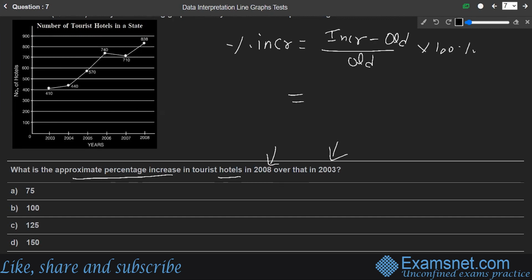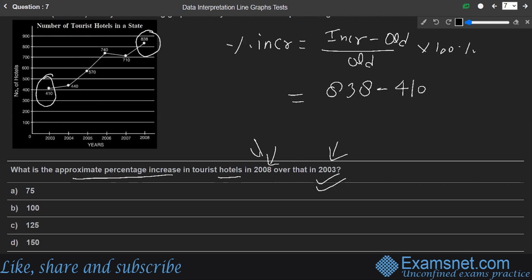Let us see the increased value. It says the increase in tourist hotels in 2008 over that in 2003. So what is the number in 2008? The number is 838. So the increased value is 838 minus the old value, that in 2003. So what is there in 2003? The value is 410.